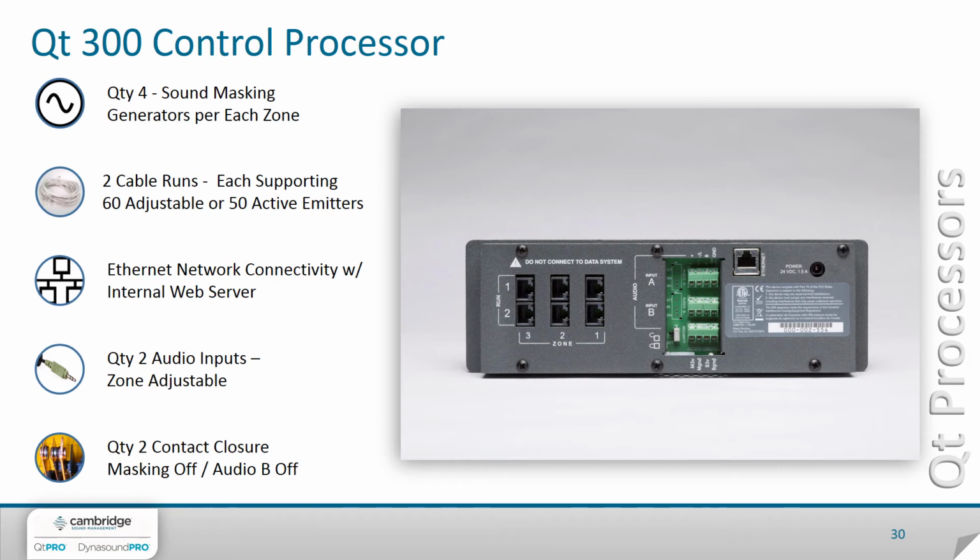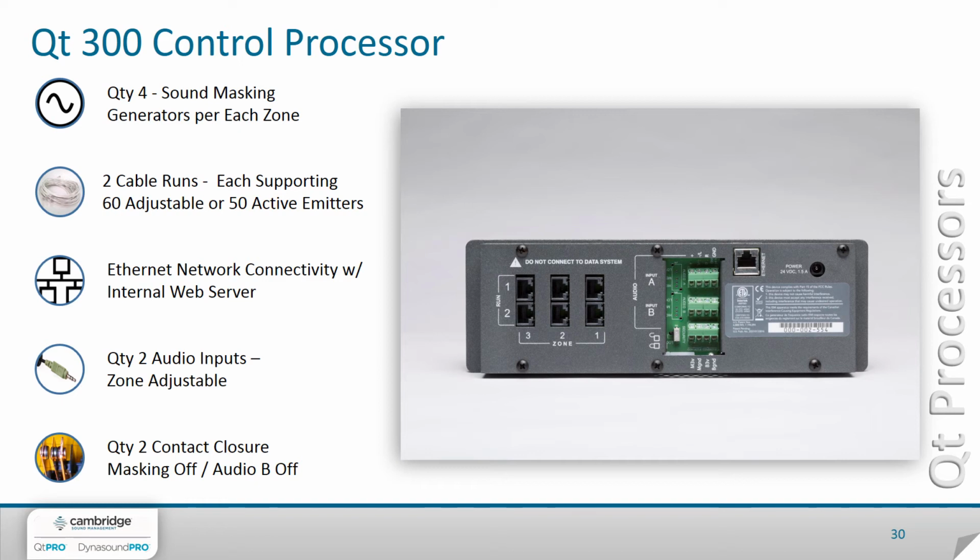Multi-zone control processors feature 2 separate line-level audio inputs. Each control processor zone has the ability to adjust either source on a per-zone basis, allowing an audio signal to be routed to any combination of sound masking zones. Audio input A is the preferred paging input, where audio input B is the preferred music input. However, both inputs are identical and may be used as needed for a specific project.